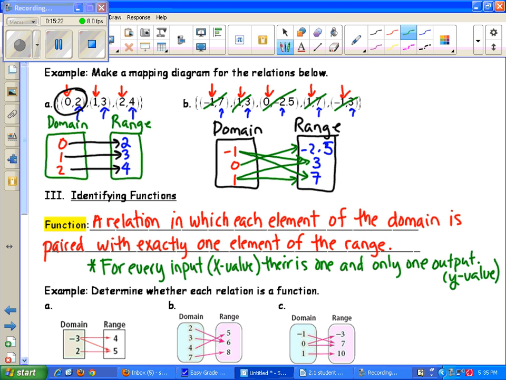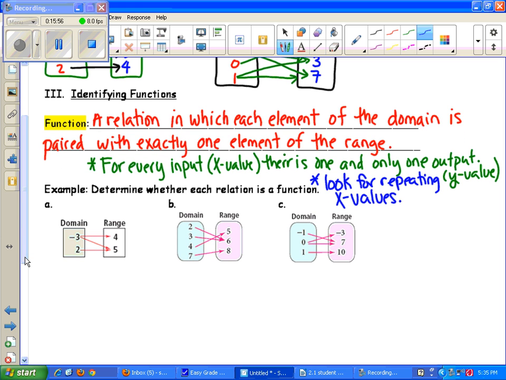So this is basically how we determine whether or not something is a function. For every x value, there is one and only one output or y value. So what you are really looking for is repeating x values. That's the big thing right there.